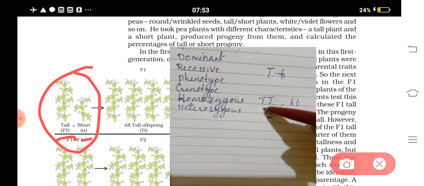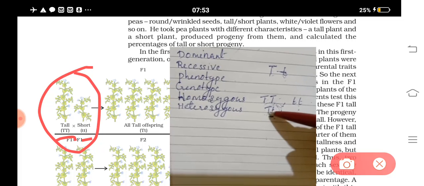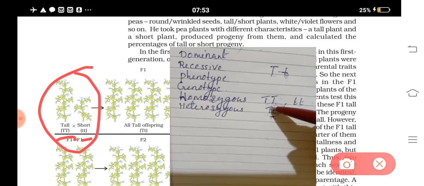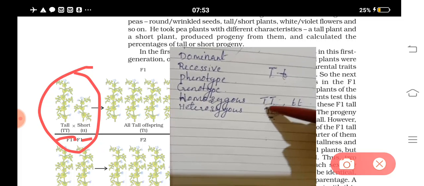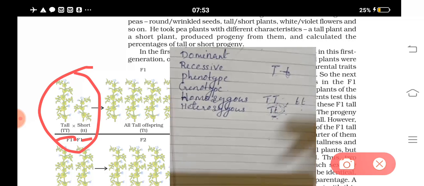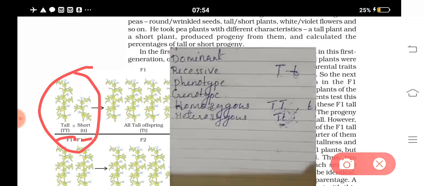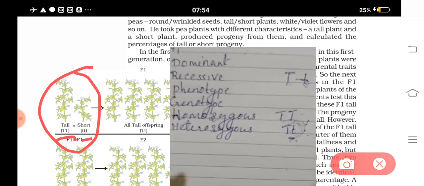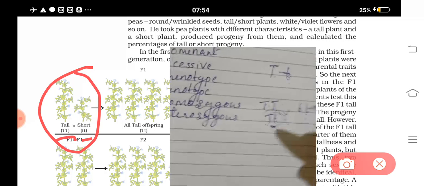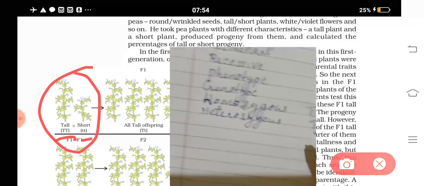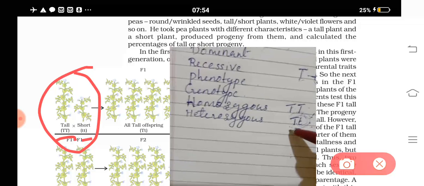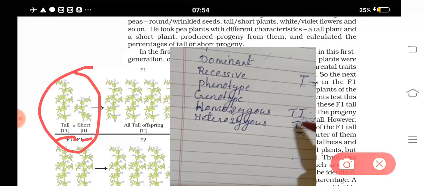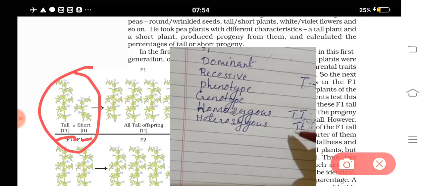Why? Because the dominant allele is there. In the heterozygous condition, the allele which is able to express is called the dominant allele, and the allele which is suppressed, which is not able to express in the presence of the dominant allele, is called the recessive allele. So capital T here is the dominant allele, and small t is the recessive allele.